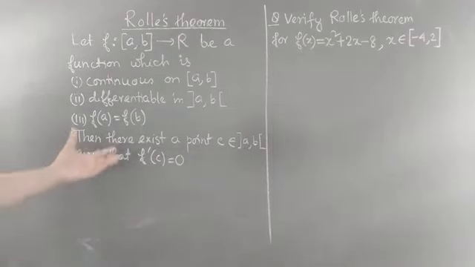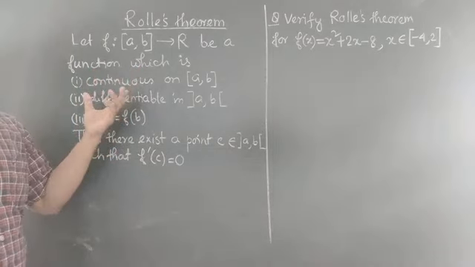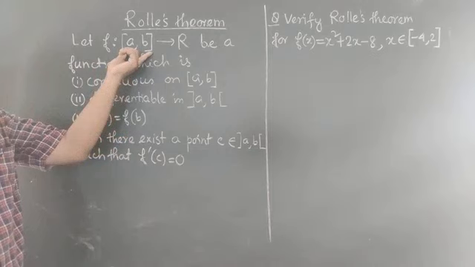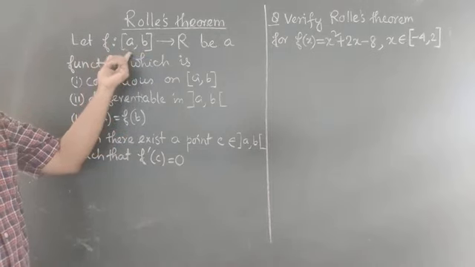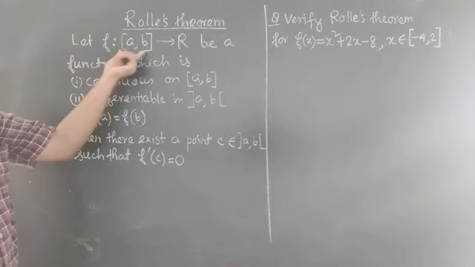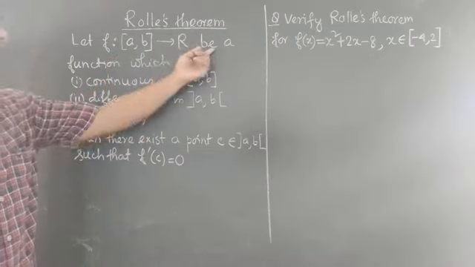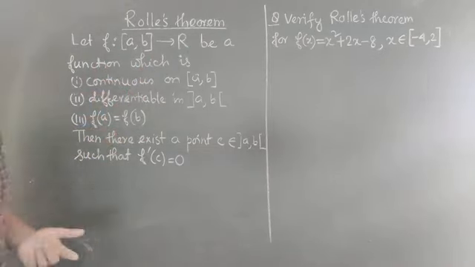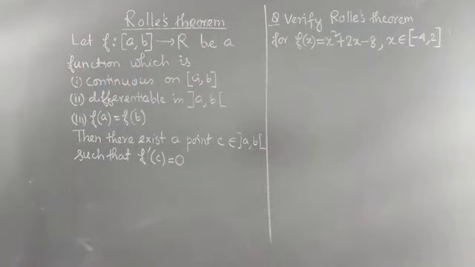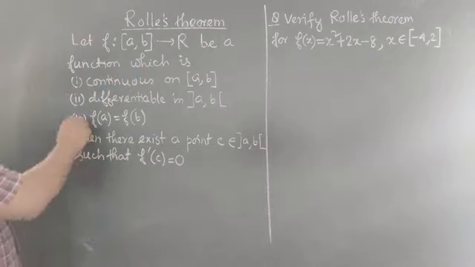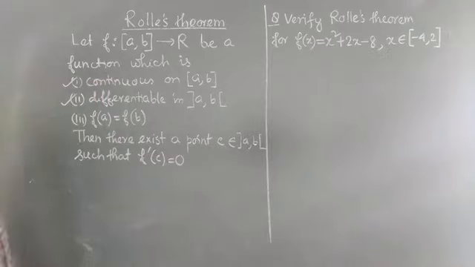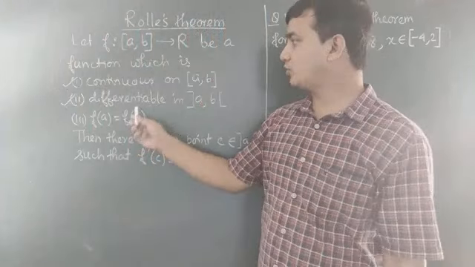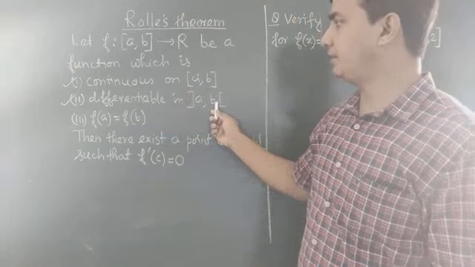The statement of Rolle's theorem is: if we have a real function defined from [a, b] to R, where the closed interval a comma b is the domain of the function, and the function is continuous in the closed interval a comma b, that means in the domain the function is continuous, and it is differentiable in the open interval a comma b. Open interval means excluding the points a and b.